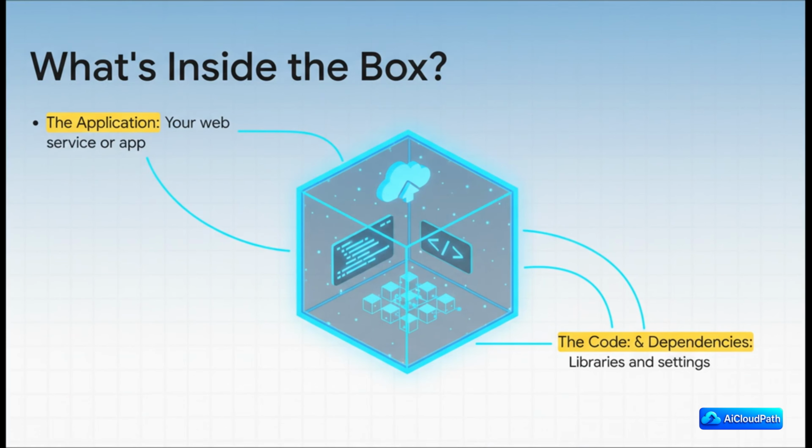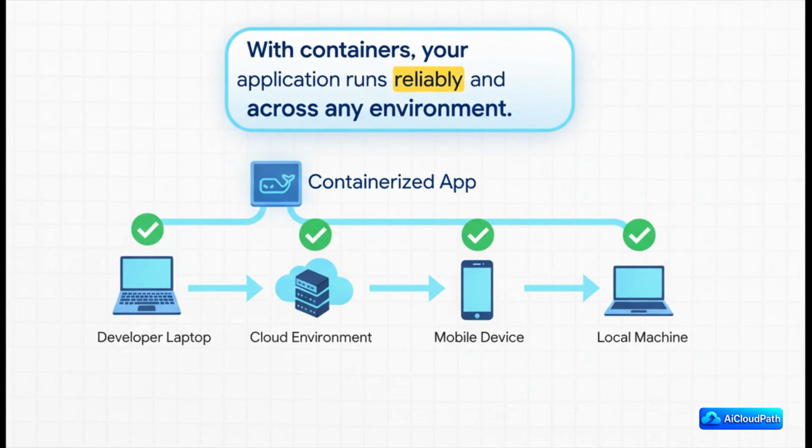So what exactly are we packing inside this magic box? Well, you've got the application itself, obviously the code that makes it work, and, this is the crucial part, all of its dependencies. We're talking about all the libraries, the specific settings, everything it needs to function. When you bundle all of that together, poof! The "it works on my machine" problem, gone, for good. So now that our app is neatly packed in its container, we can ship it anywhere and it just works.